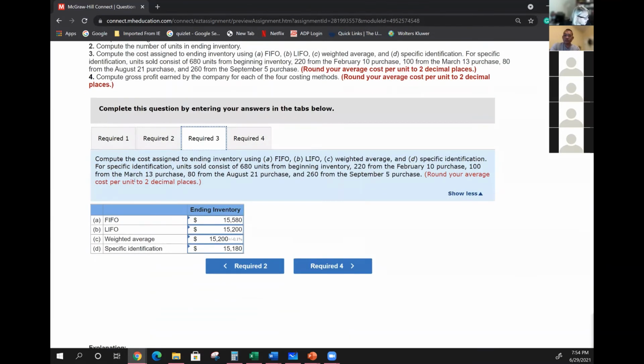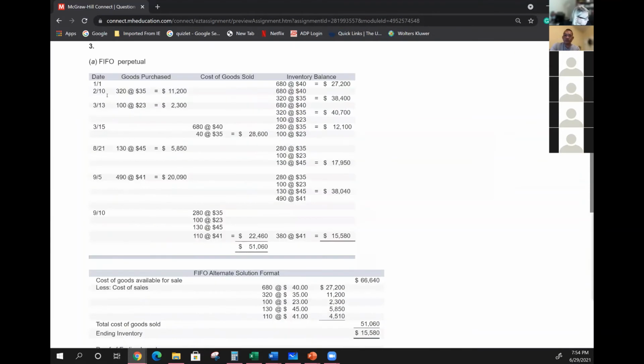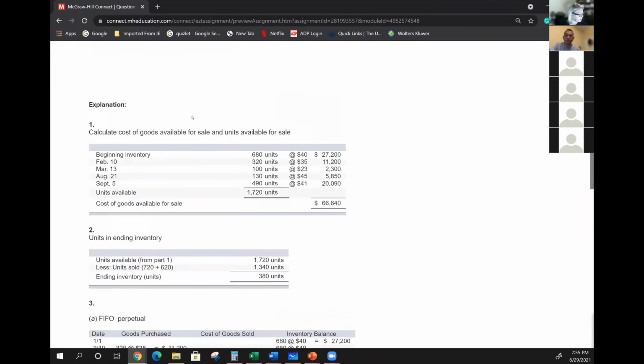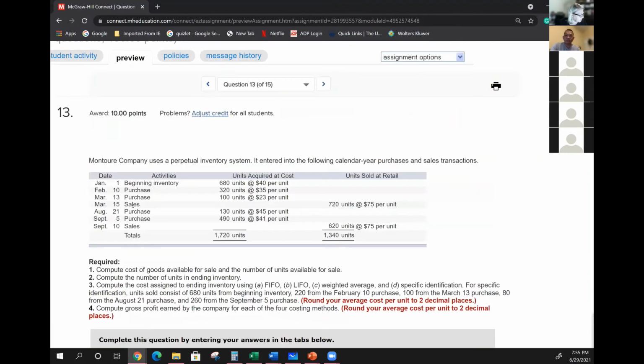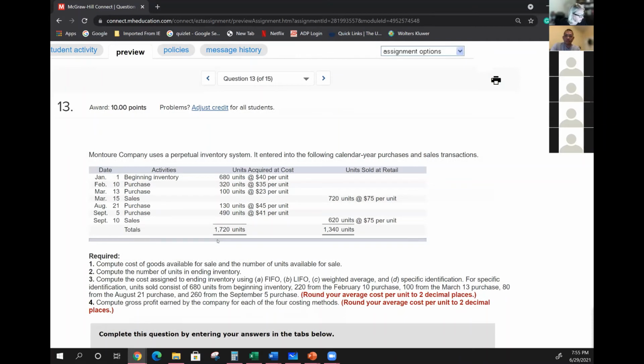Let's look at, so this must be number 3. All right, so FIFO. So we got our table. We're going to break everything down, and we're going to break it down by date because it's perpetual. So when you're figuring it out, you know that you have several purchases that happened before you had a sale. So you're going to do your purchases, and then on that 3/15 date, it tells us we sold 720 units.